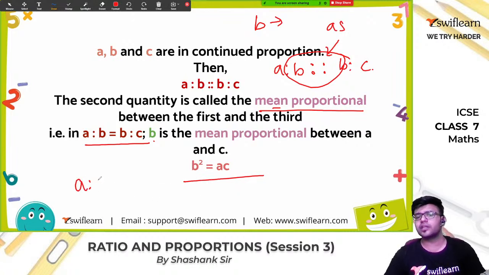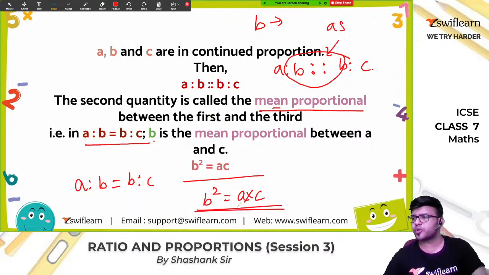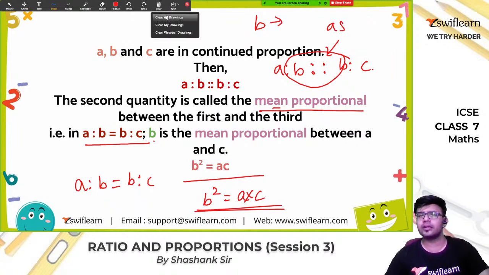So if there is a proportion like this, okay, what we can write? B square is equal to A into C. Okay, so using this formula, we will solve some problems. Vatsal, are you ready? Okay, I hope you are ready and let us solve.